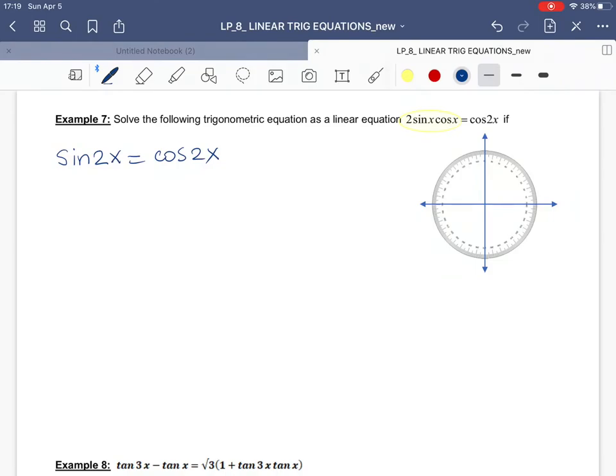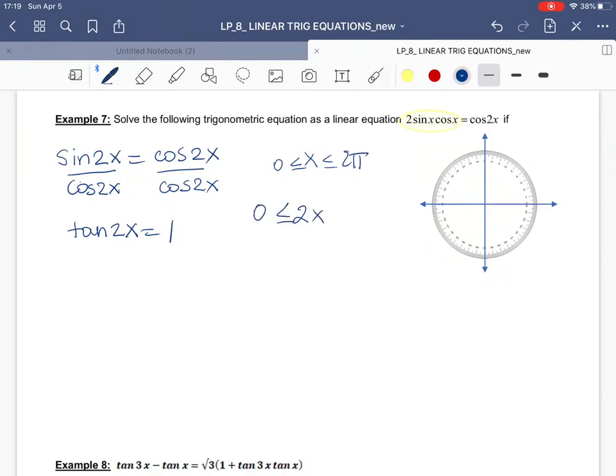Again, we want to have a single variable in our equation, so to do this, we're going to divide both sides by cos 2x. And that will give us tan 2x equals 1. Now again, remember the domain is between 0 and 2 pi for x. So that means for 2x, double x would be 0 to 4 pi. So when we solve, we have to search for answers throughout 0 to 4 pi.